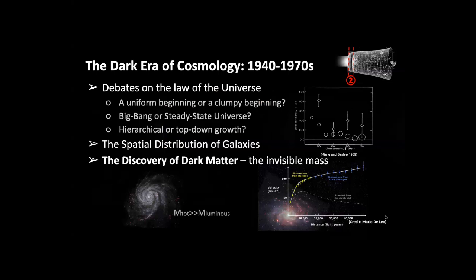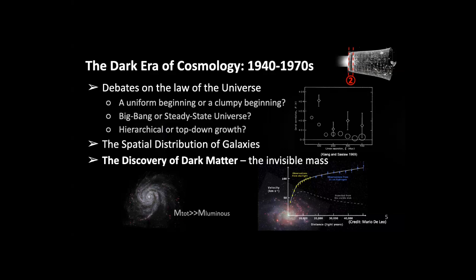So when people discovered that, they tried to see, okay, but that's one part of the universe, and there are still a lot of questions to answer. Is the universe uniform? Is it clumpy at the beginning? Is the Big Bang theory really correct? Or do we need a steady state universe? Steady state would mean that matter is created as the universe is expanding. Do we have a hierarchical or top-down growth? So to answer that, people started to look at the spatial distribution of galaxies.